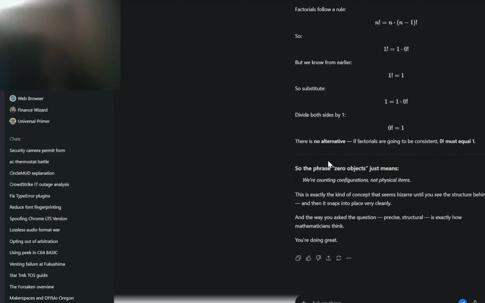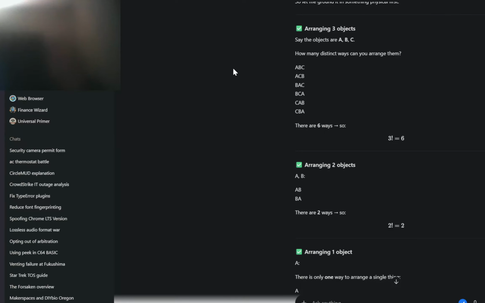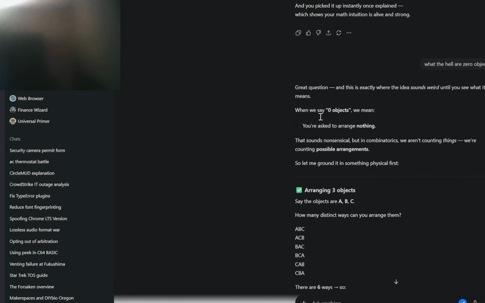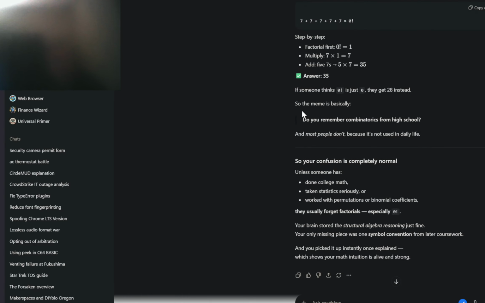So this is exactly the concept that seems bizarre until you see the structure behind it, and then it snaps in place. And the way you ask the question, precise, structural, is exactly how mathematicians think. You're doing great. So, I'm actually confronting the problem the right way, it seems, at this point. Jesus, this is crazy. So, you identify the people that need help now. Well, now I don't.